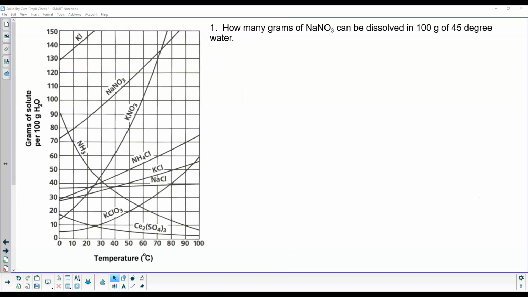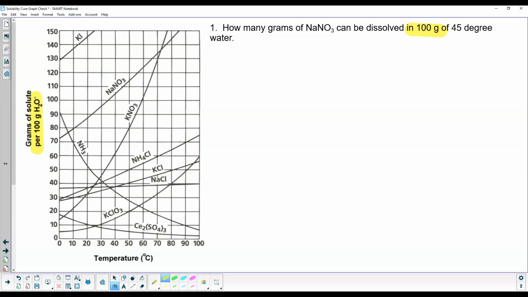What we're going to do here is show you some different examples of how you can read solubility graphs and obtain information from them. Looking at this first question, it says, how many grams of sodium nitrate will be dissolved in 100 grams of 45-degree water? Because it's talking about 100 grams of water, we can use this graph as is. We don't have to mess with it.